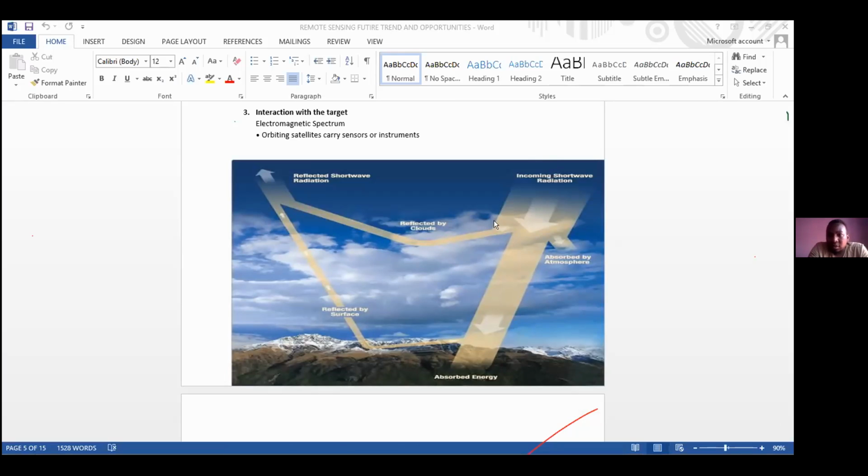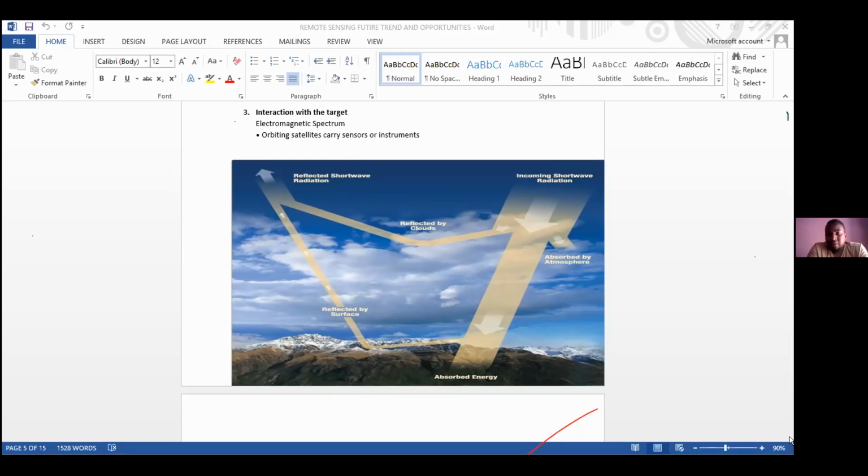These are the clouds here. Number one, the clouds absorb some energy. Then there is also some energy that penetrates through the clouds and reaches the Earth's surface. Once it reaches the Earth's surface, some energy is absorbed by the Earth's surface, and some other energy is reflected back to space. At this point is where we find sensors. The work of the sensor is to receive and absorb reflected energy from the Earth.